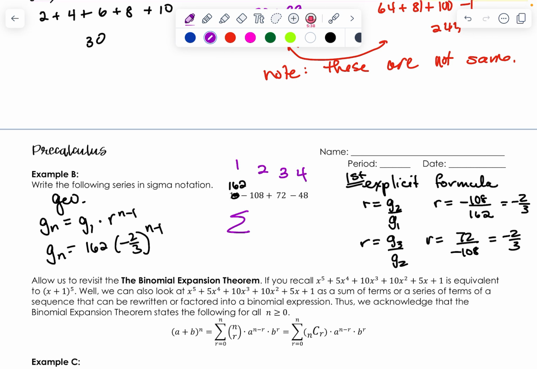So you can pick whatever letter you like. Oftentimes I either do a K or an I. So I'm going to say K runs from 1 to 4, and then all you do is put, now be careful, we're going to use a K instead of the N. So it's 162 times, in parentheses, negative 2/3 to the K minus 1.